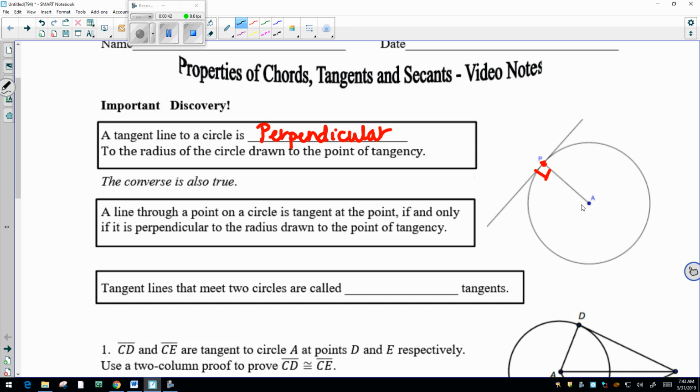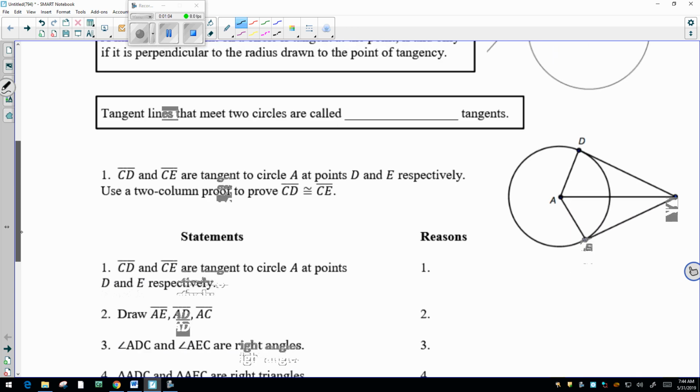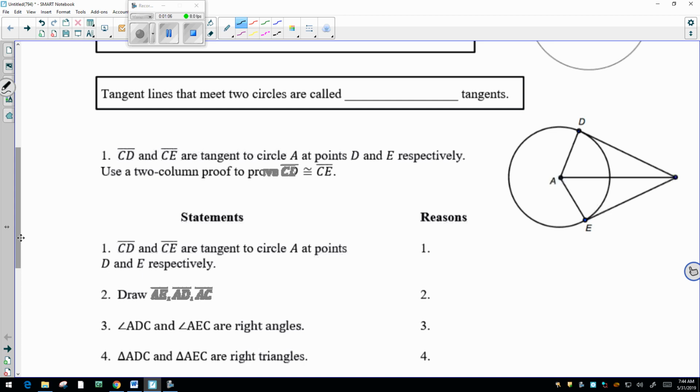So the converse is also true. Converse being, if I'm looking at the statement, I'm rearranging the order of the statement. So a line through a point on a circle I know is tangent if and only if it's perpendicular. So it's tangent if it's perpendicular, and it's perpendicular if it's tangent. Okay? And just a little vocab here, it says tangent lines that meet two circles are called common tangents.